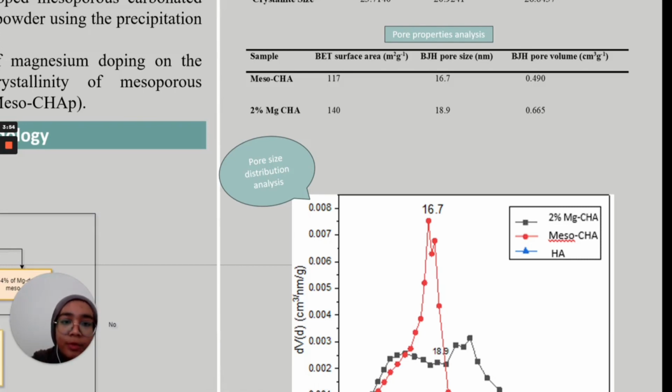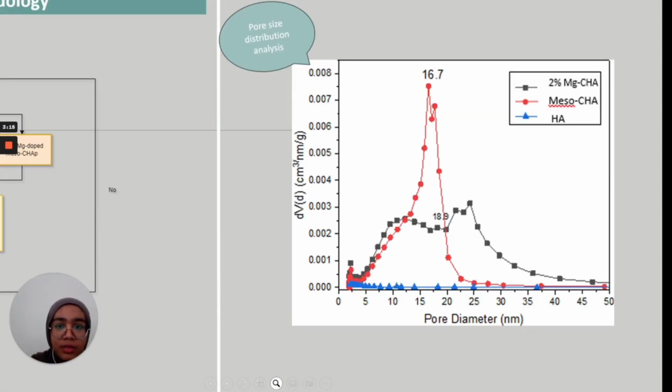From the table of data obtained, the BET surface area, BJH pore size, and BJH pore volume of 2% magnesium doped carbonated hydroxyapatite are larger compared to Mesoporous carbonated hydroxyapatite. This shows that incorporating magnesium into carbonated hydroxyapatite has improved the porosity of the material. This figure shows the pore size distribution analysis, corresponding to the BJH pore size distribution graph. We can see that the size of doped carbonated hydroxyapatite is 18.9 and the size of undoped carbonated hydroxyapatite is 16.7. We can say that doping magnesium into carbonated hydroxyapatite increases the pore size.